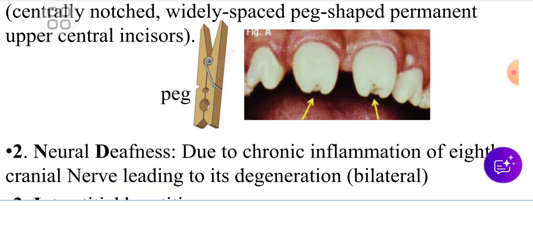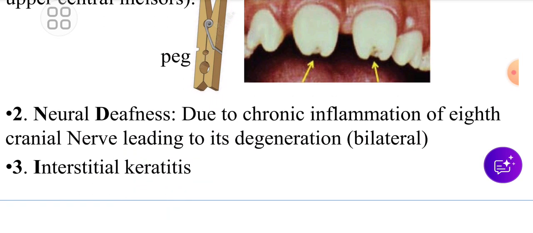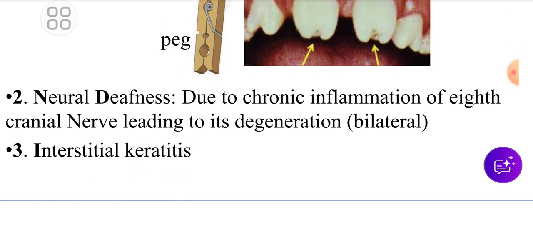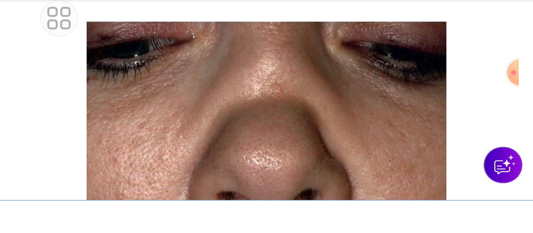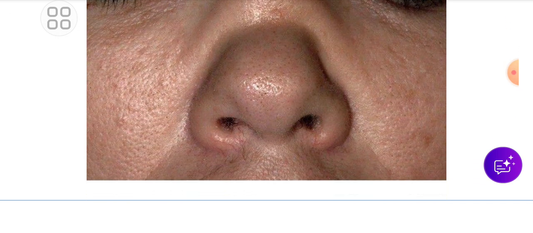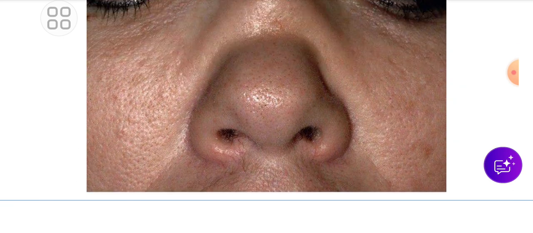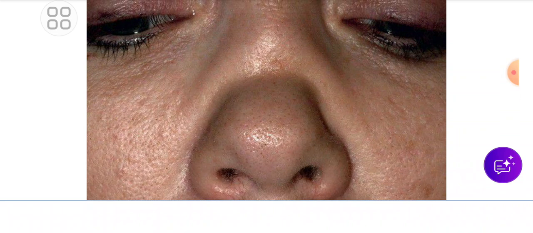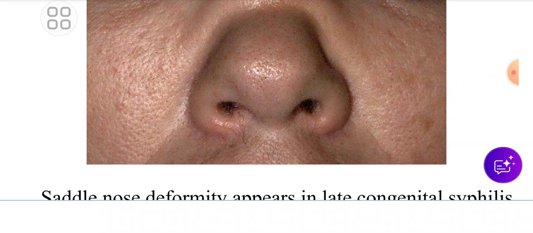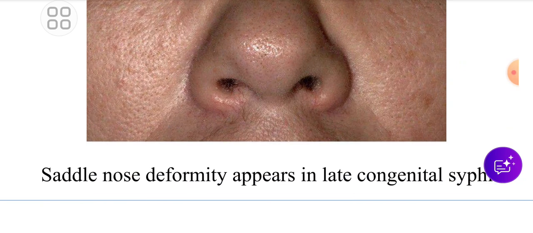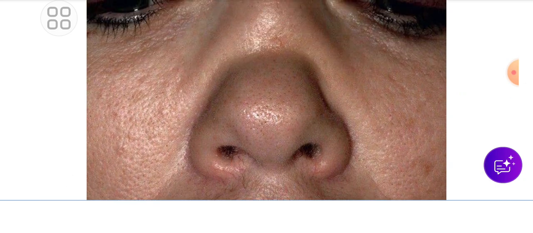Neural deafness due to chronic inflammation of the eighth cranial nerve leading to degeneration, commonly bilateral. Interstitial keratitis, that's in the eye. Also saddle nose, you see here breakage of the bridge of the nose leading to such depression in the nose. And this is a manifestation of late congenital syphilis. Saddle nose deformity appears in congenital syphilis, the late type. You see here.